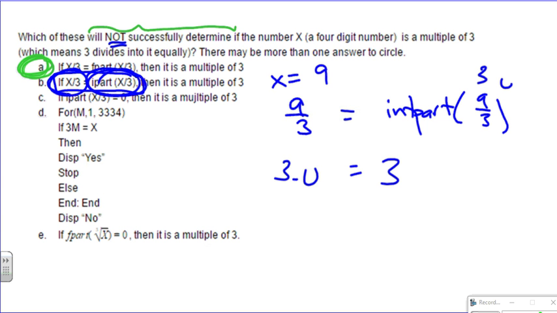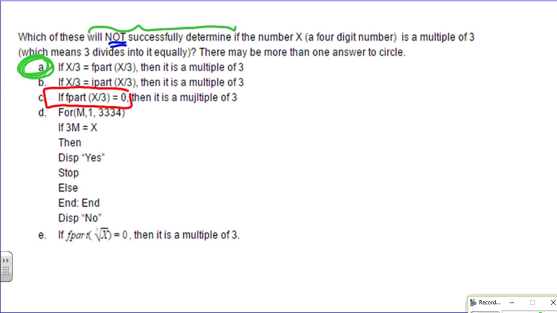All right, next let's check C. Part C says, is the fraction part of x divided by 3 equal to 0? I mean, if the fraction part of x divided by 3 is 0, will that necessarily mean x is a multiple of 3? And this works too, because if x is a multiple of 3, then when we divide 3 into it, there will be no remainder, and the fraction part will be 0. So that does tell us if x is a multiple of 3.